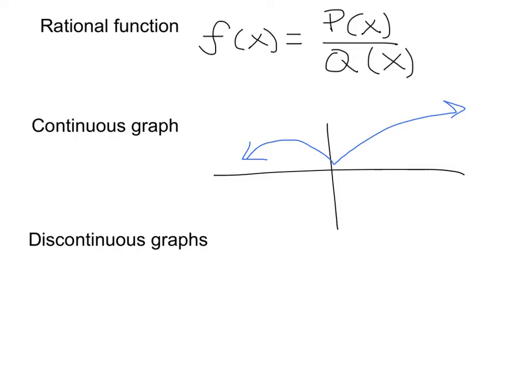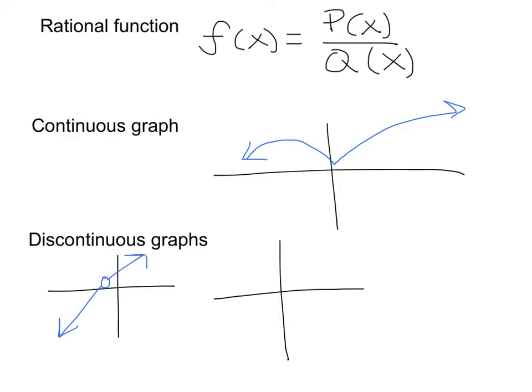So a discontinuous graph is going to have a jump, or a break, or a hole. If it has a hole, it might look like this. If it has a jump or a break, that would be where it doesn't cross over your vertical and your horizontal asymptotes. So this would be a discontinuous graph because it jumps from one side to the other side.